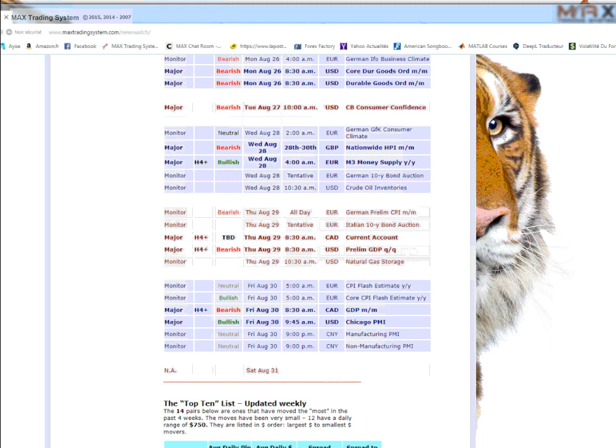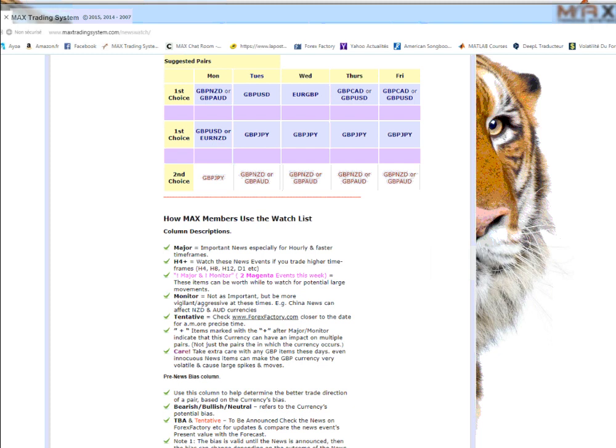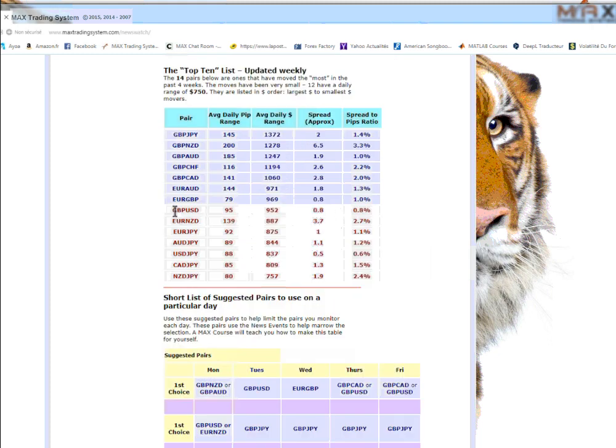And we also have a top 10 list. So I've just been doing it this week. The average daily ranges for the pairs are beginning to increase again. They shrunk a little bit this week, but they're beginning to increase. And just recently, there's only been 4 or 5 pairs that have been worthwhile looking at because the rest haven't been moving that much.